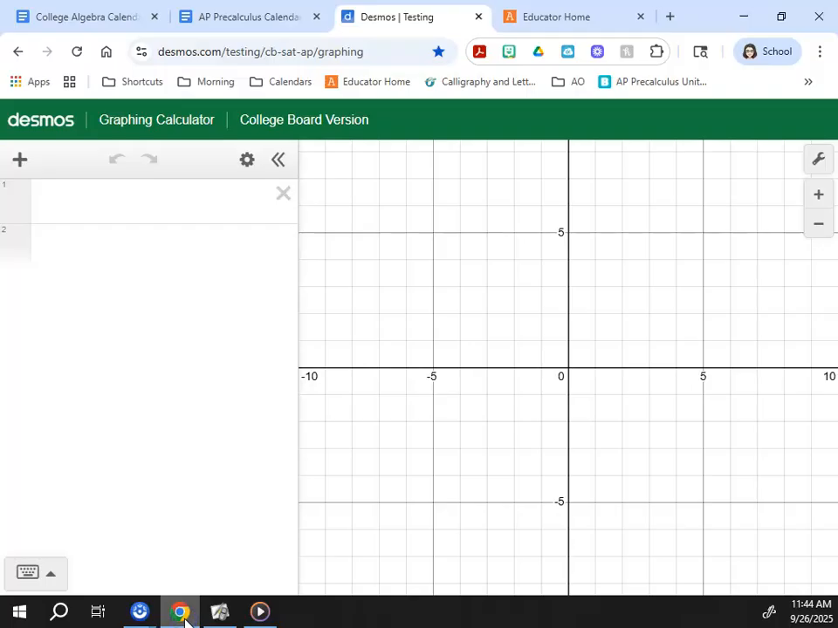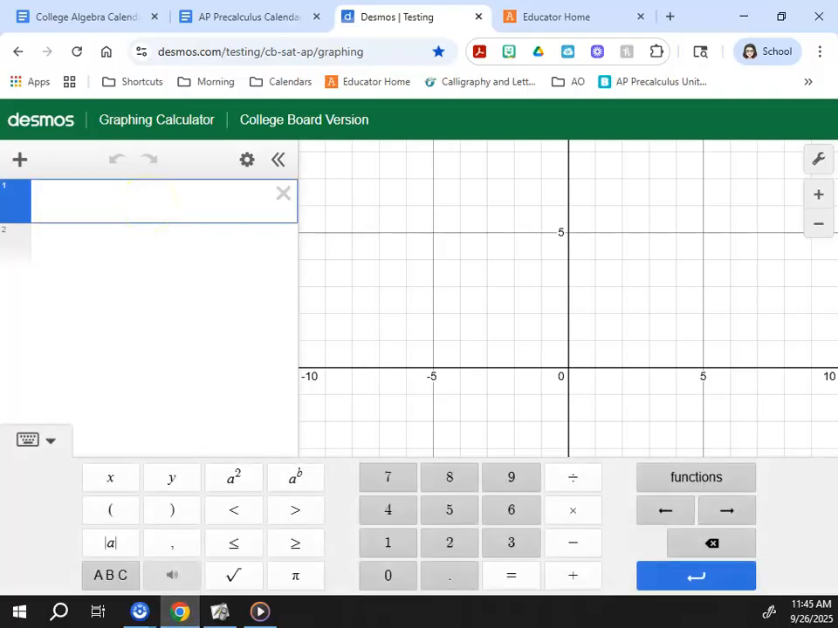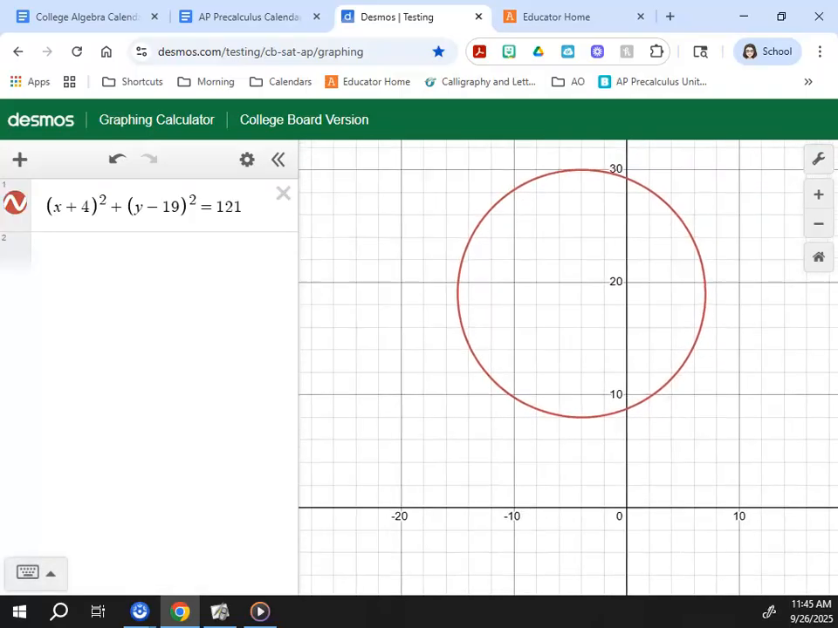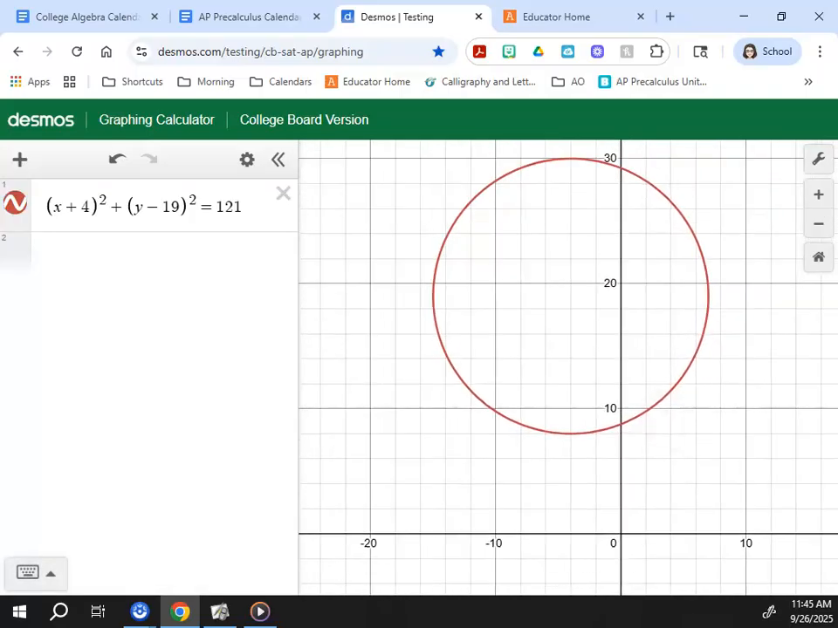All right, so let's everybody type in the circle. Just exactly what they gave you. (x + 4) plus (y - 19)... Everybody except Rangel, apparently. We'll figure you out. Why aren't you typing? Squared equals 121. Okay? And then just move your screen so you can see the circle. You cannot do this nearly as easy on the yellow calculators.